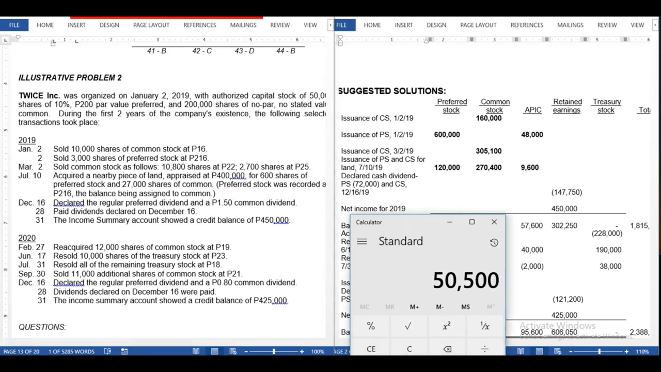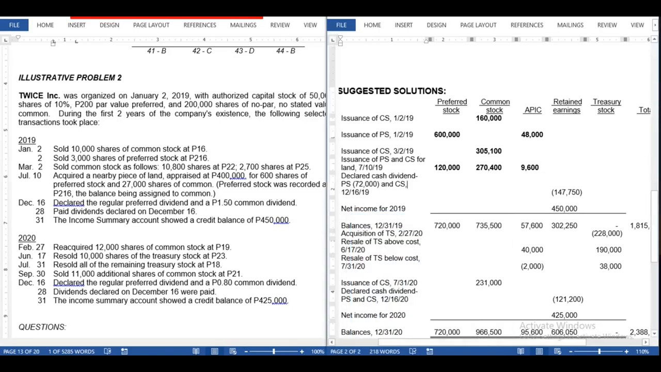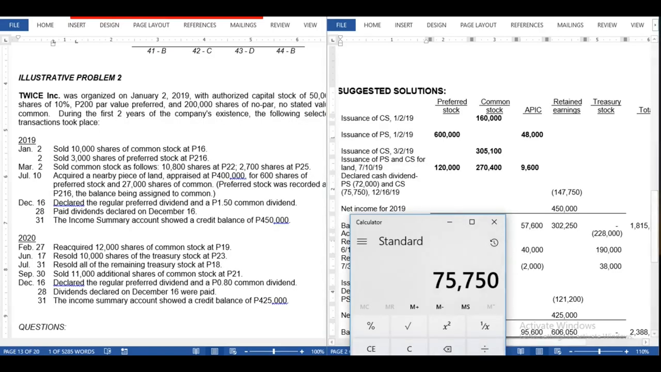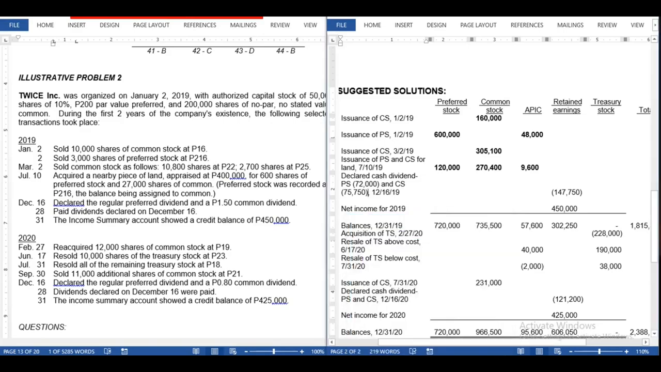So, 50,500 multiplied by 1.5, it has 75,750. Just add the two: 75,750 for ordinary shares plus the 72,000 for preference shares. So it has 147,750 retained earnings deducted for dividends. That's all.